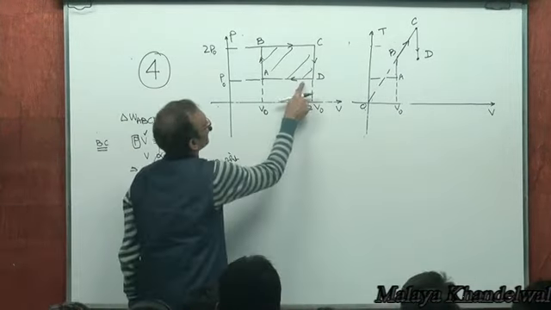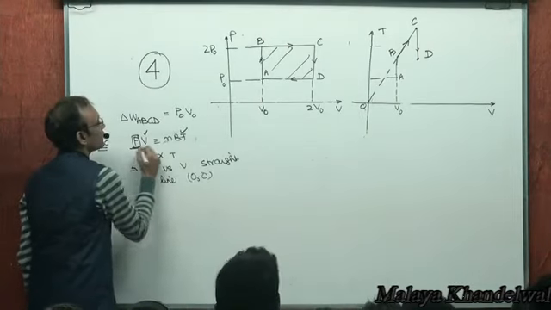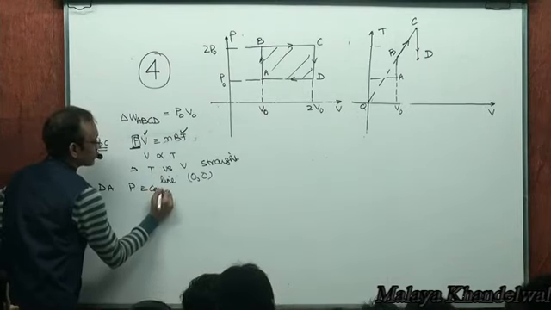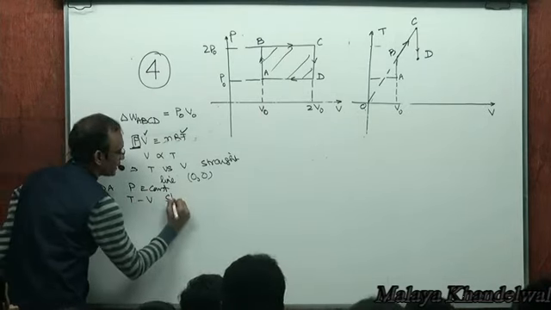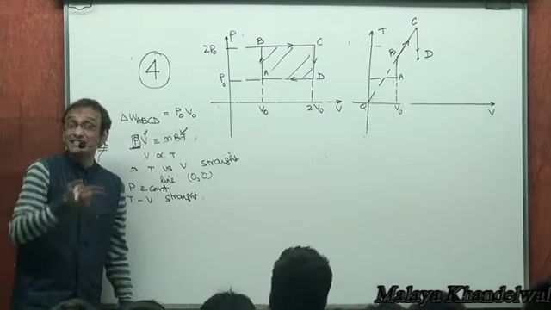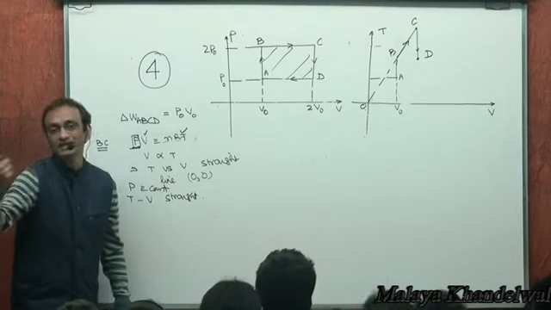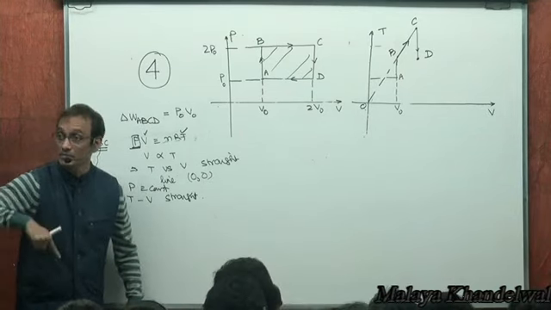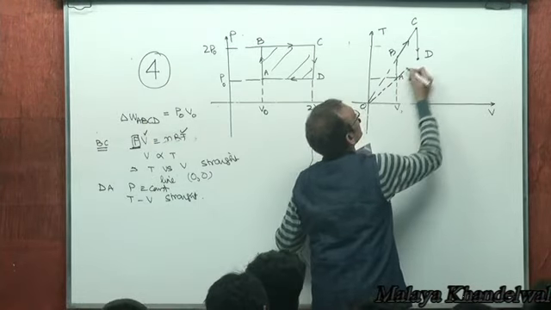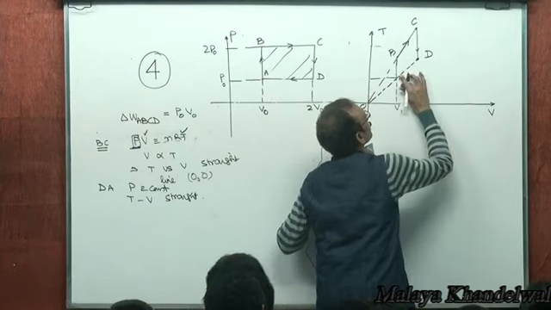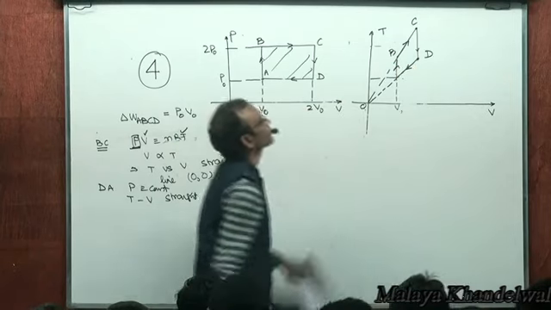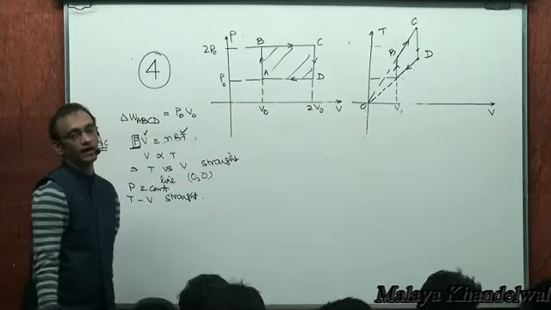Now D to A, again a constant pressure process, therefore P equal to constant, so T versus V would be a straight line passing through the origin. We'll have to go from D to A along a straight line. That means DA and origin must lie on the same straight line. So what I do is, let me determine the straight line from O and A. That's D to A. That's the TV graph.